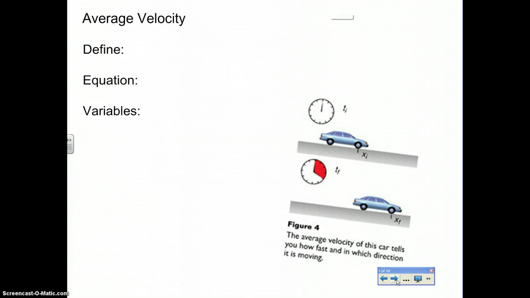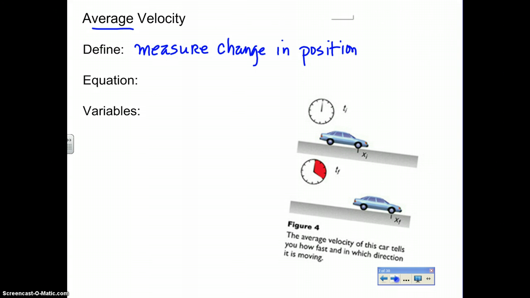Now, as it turns out, there are different flavors of speed and velocity. We want to make sure that you understand the difference between these different flavors. So the first one we want to talk about is average velocity. Well, what does this mean? Well, velocity itself is when we measure the change in position of an object on a certain number line over time.